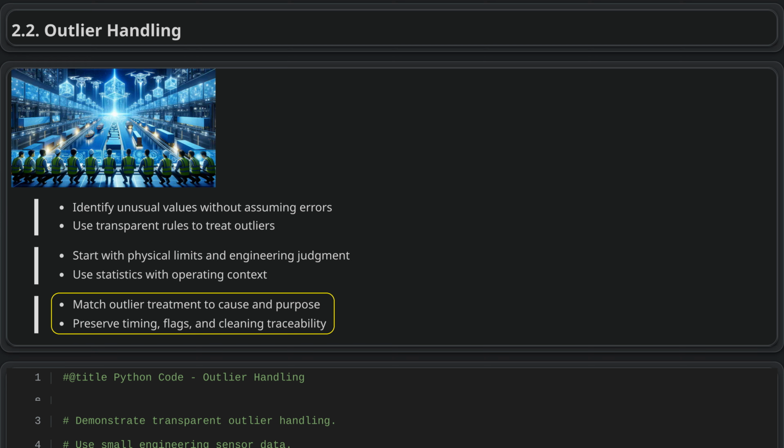For time series, preserve the order and distinguish brief spikes from longer shifts that may signal real change. Tools like Pandas and NumPy can help apply these decisions consistently and track what was changed.